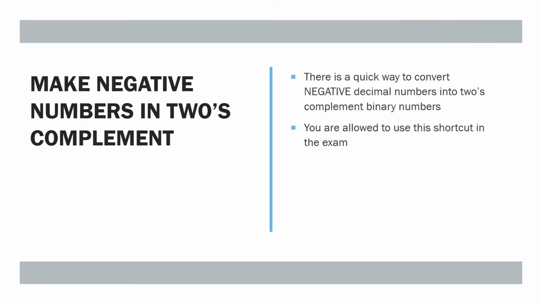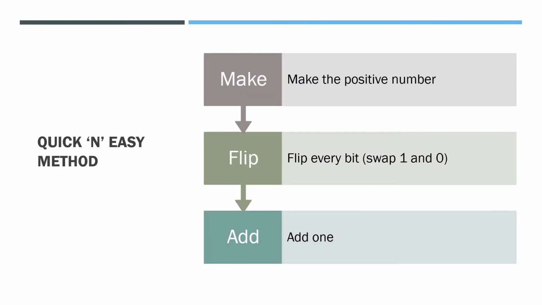There's an easy way to convert ordinary positive binary numbers to negative numbers. So if you have to make a negative number in binary, the easiest way is to make the positive number using the method you already know, and then use this shortcut. And the shortcut is as simple as this. Create the positive number, flip all the 1's into noughts and noughts into 1's, and then add 1.